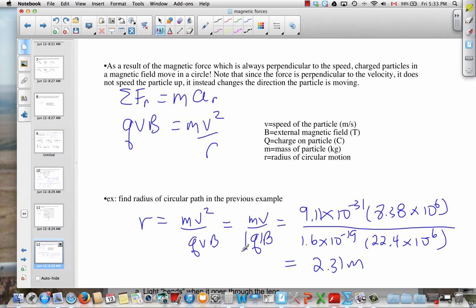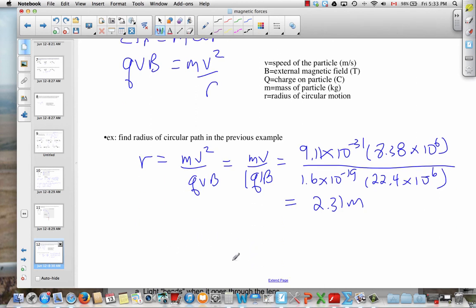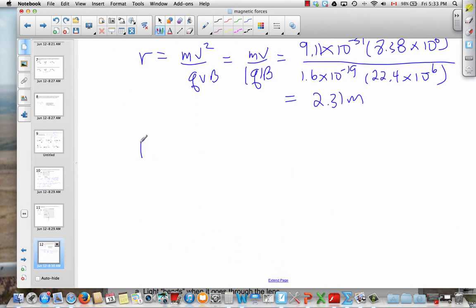We have a force on a wire, which is LIB, with a right-hand rule. This is L, this is B. I guess you could tell it's L or it's I, direction of the current, direction of the magnetic field. This is the direction of the force on a wire.